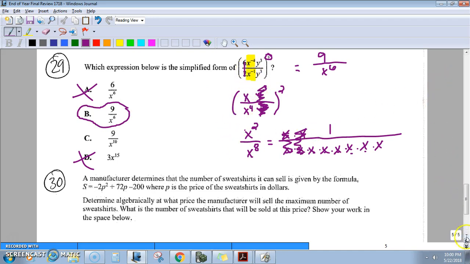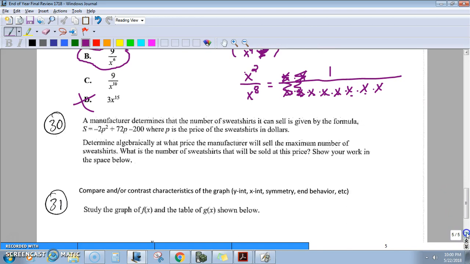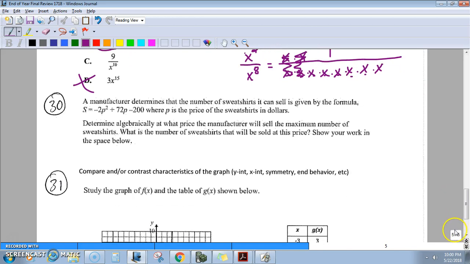All right. What is next? Oh, this one. You guys, we have done this problem so many times, I think. A manufacturer determines the number of sweatshirts it can sell is given by the formula S equals negative 2p squared plus 72p minus 200, where p is the price of the sweatshirt in dollars, determined algebraically, and so on.